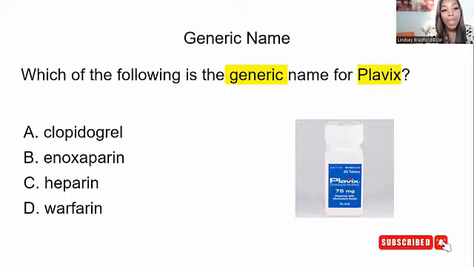Which of the following is the generic name for Plavix? Plavix, generic name for Plavix. It's going to be A. So if you said letter A, you got it correct. Remember, warfarin, letter D, is an NTI drug. So write that down. Letter D is an NTI drug, okay?